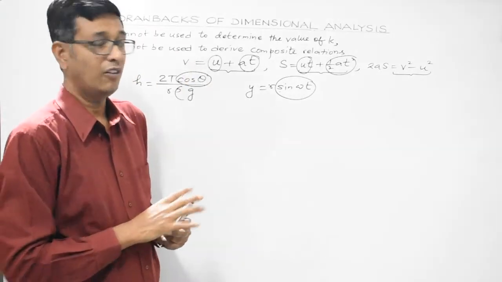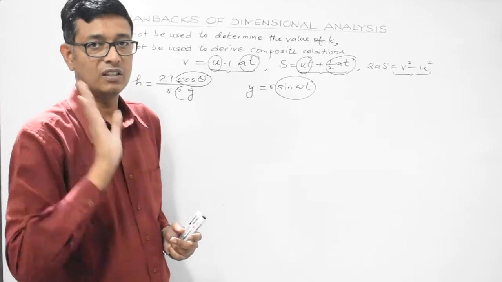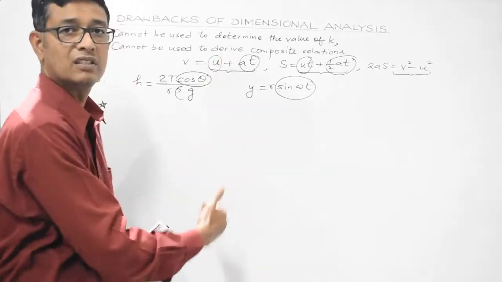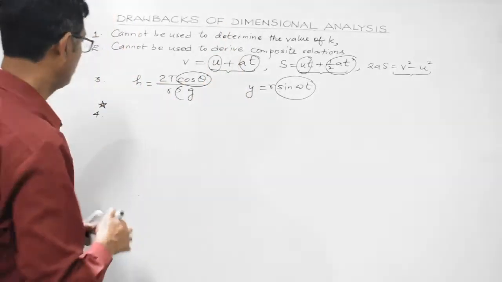Right? I will illustrate this point with the help of a numerical. We'll simply do it. First, let's discuss the drawbacks first. Right? So that's the fourth drawback.